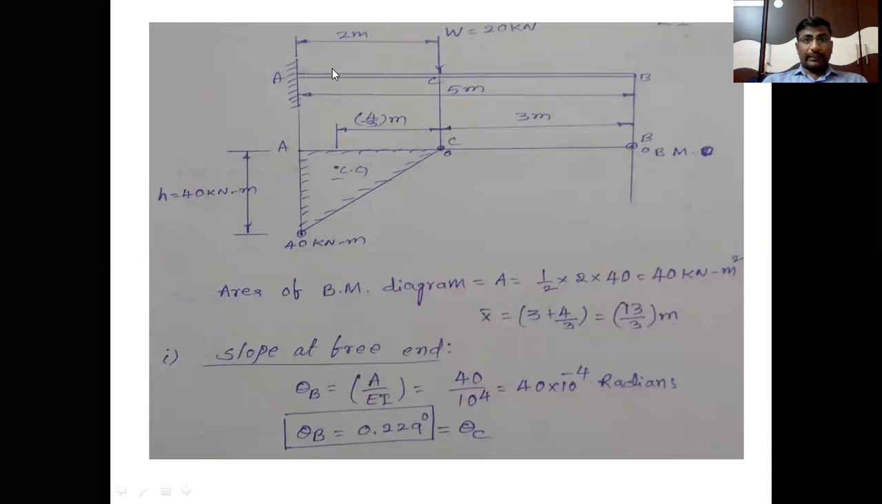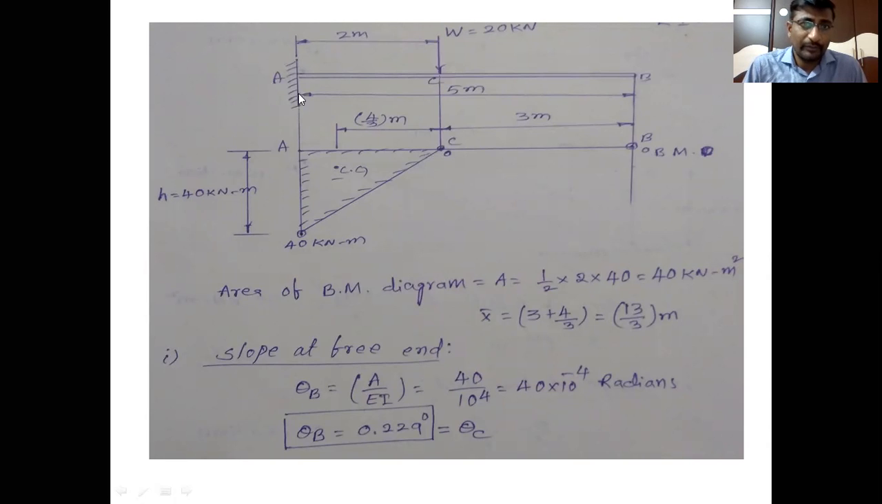So for the given cantilever beam, how to draw the bending moment diagram? What is the bending moment at point B? It is 0, isn't it? So bending moment at point B is 0. Bending moment at point C is also 0, because no load is acting on the right side of point C. So bending moment at point C is 0.